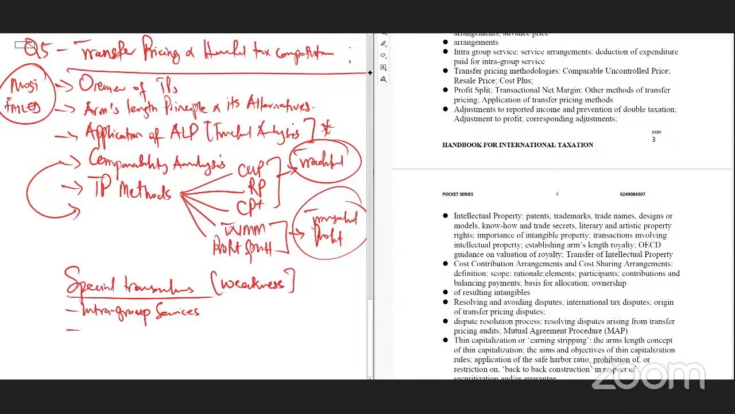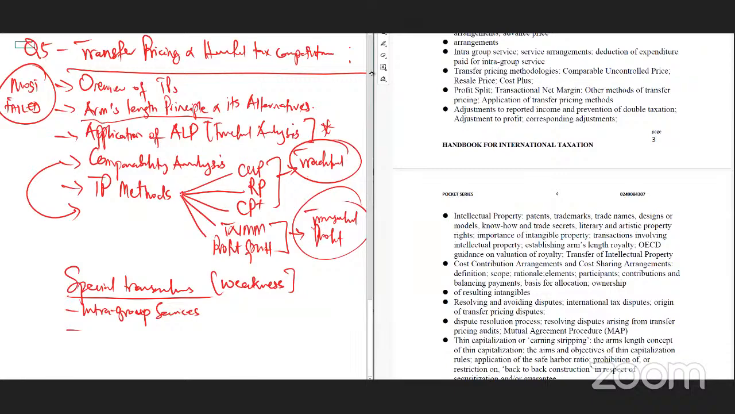So the arm's length principle is like the most important thing in international tax. Everything is about the arm's length. Does it meet arm's length? If the intra-group services happen, you have to check two things: whether a service has actually happened and whether it's consistent with the arm's length principle. So duplicated services are not intra-group services. Shareholder services are not intra-group services. Okay, so there are a lot of them, and something like centralized services are intra-group services.